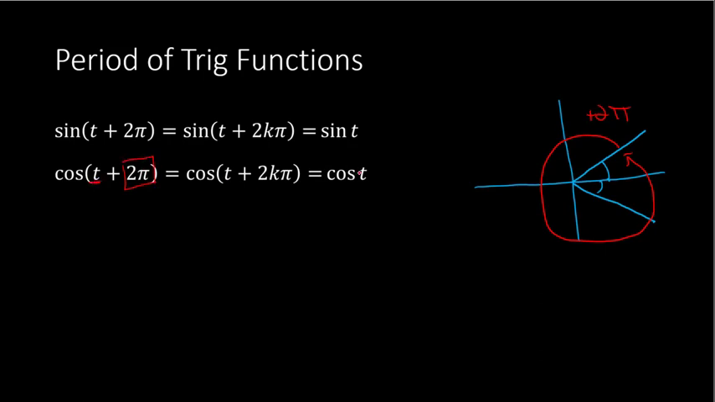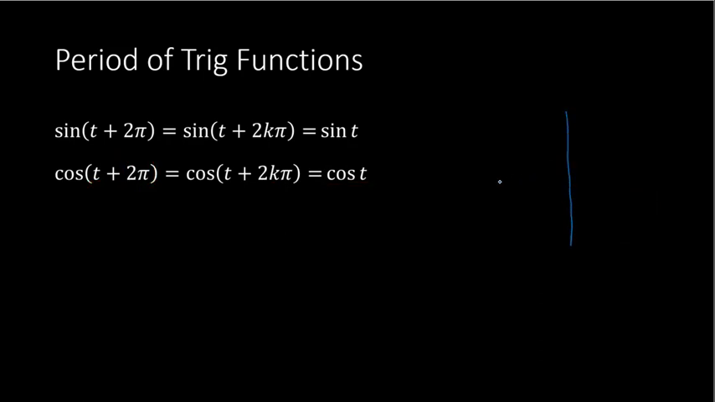So we can add 2 pi to whatever angle we started with, and it's going to be the same thing as the cosine of the original angle. And again, we can multiply by a constant, so not just 2 pi, but 2 pi times any whole number, and that would also be true.